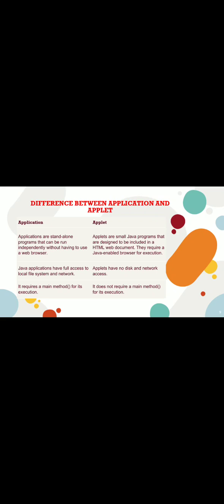An application requires a main method for its execution. The main method is very important. An applet does not require a main method for its execution. Applications can run programs from the local system, but an applet cannot run programs from the local machine. An application is used to perform some task directly for the user, but an applet is used to perform small tasks or parts of a program.